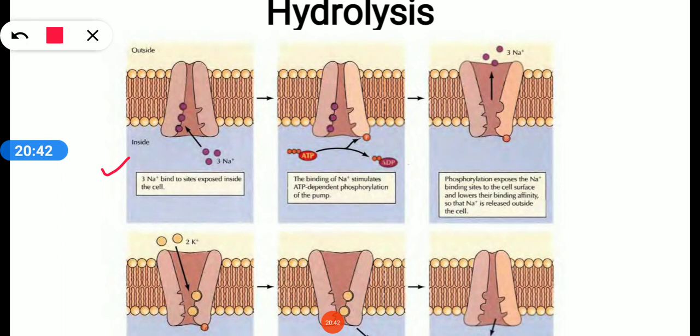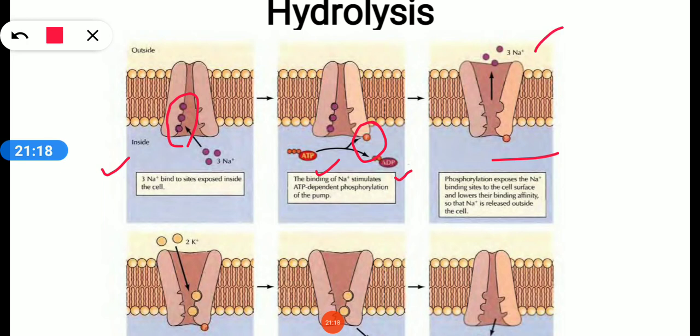Okay, so when 3 Na positive ions bind on the cytosolic side, what happens? 1 ATP molecule hydrolyzes. Okay, ATP hydrolysis happens, and 1 amino acid residue on this sodium potassium pump gets phosphorylated. So when this amino acid residue phosphorylates, the conformation of the sodium potassium pump changes, which we can see here. The 3 bound sodium ions are released on the extracellular side of this plasma membrane.